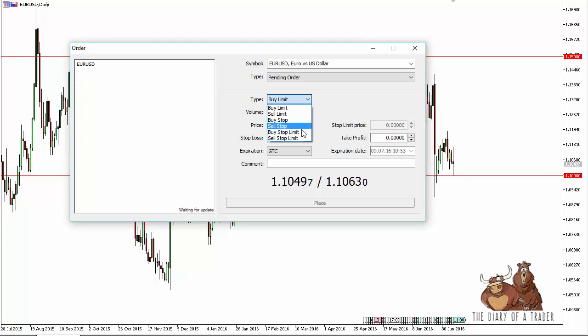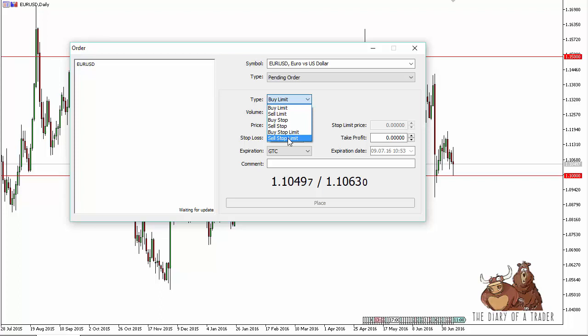Sell stop, same thing. If I'm long and we fall below the 1.10 level, for example, I decide I want out, and that gets me out at the market. Now, we also have buy stop limit and sell stop limit. That's essentially the same thing, except for it guarantees that price or better.